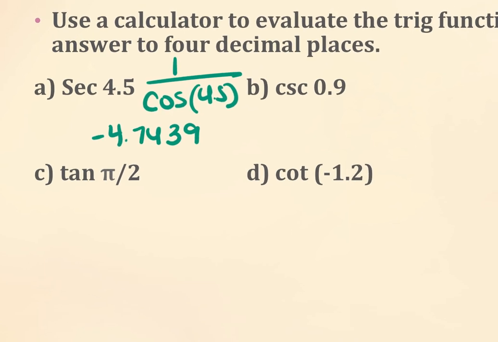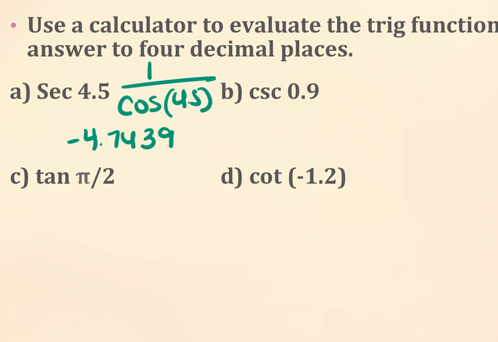Okay, cosecant is the reciprocal of what? Sine. So I do 1 over sine 0.9, and I get 1.2766. Then I go to tan, not a reciprocal button. I literally hit tan. But what happens when you do tan of pi divided by 2? What does your calculator tell you?